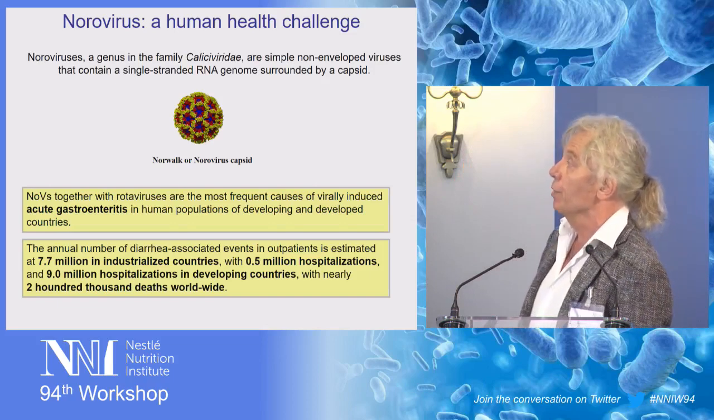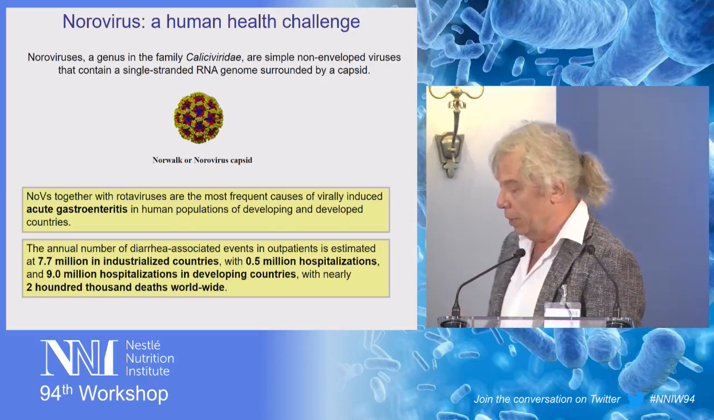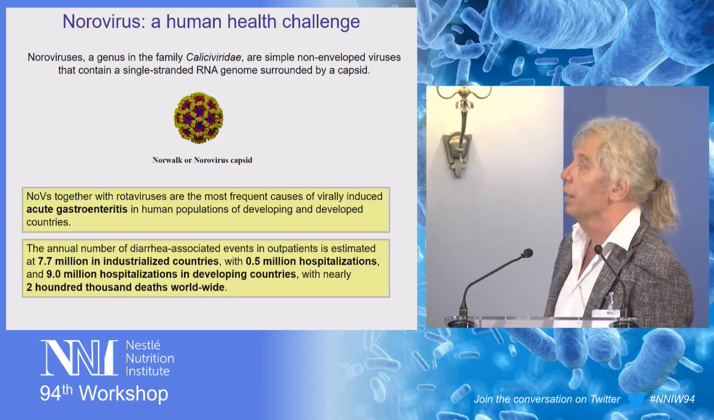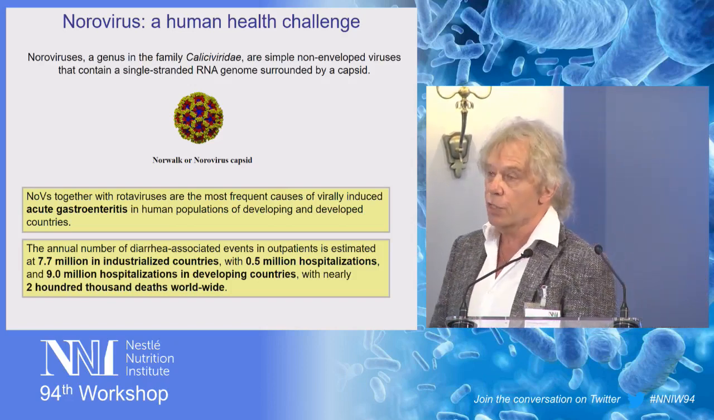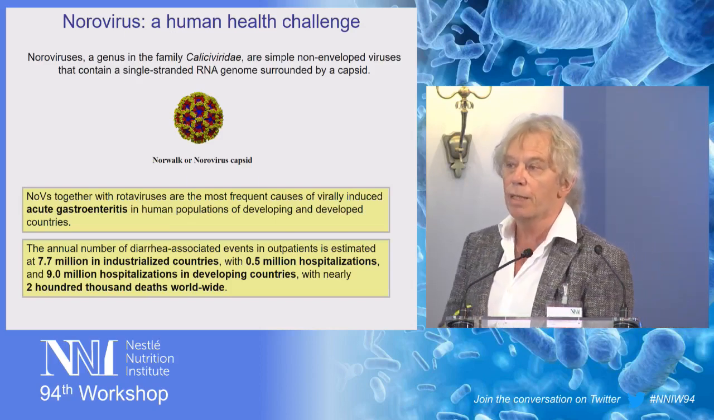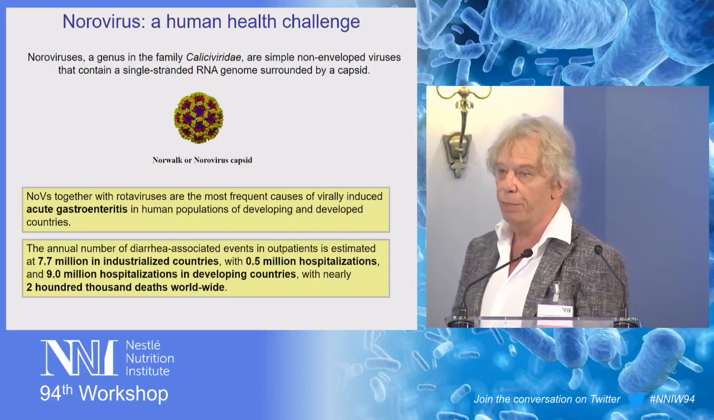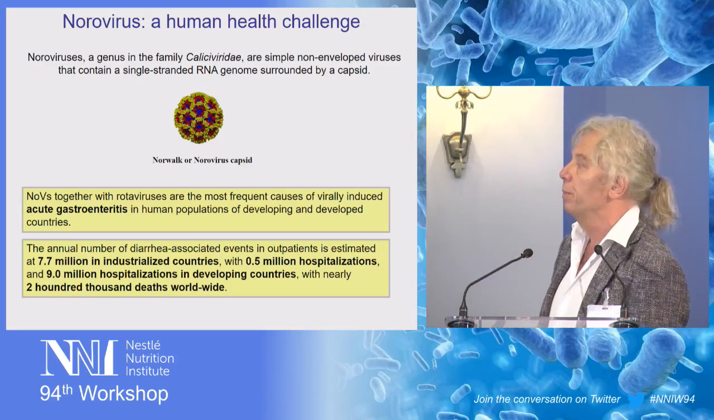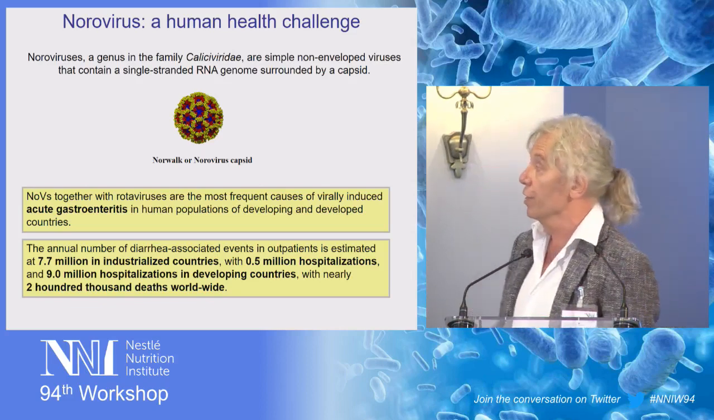They are a genus of the family Caliciviridae. They are simple, non-enveloped viruses, which means that they are not carrying glycans on their surfaces. They contain a single-stranded RNA genome, which is surrounded by a capsid that is composed mainly of one major capsid protein, the VP1 protein. It's accompanied by a smaller protein, the VP2 protein, which has just stabilizing functions.